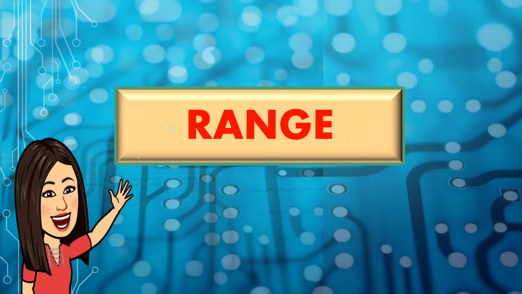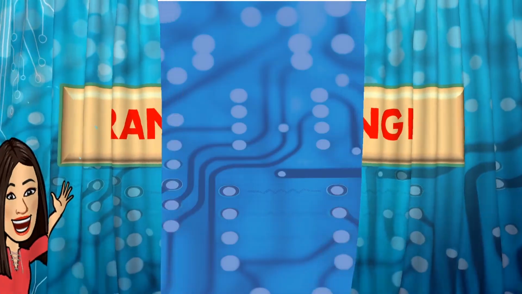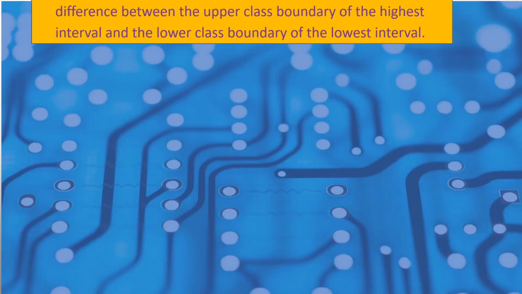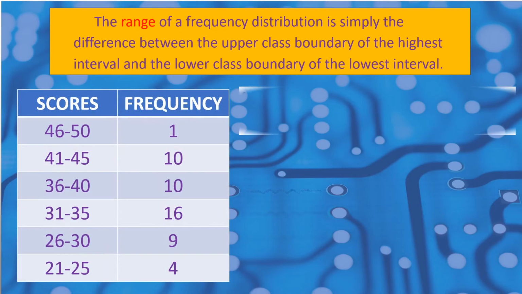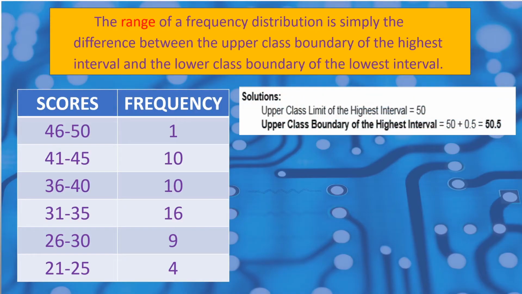Let's have first the range. The range of a frequency distribution is simply the difference between the upper class boundary of the highest interval and the lower class boundary of the lowest interval. In the given example, first you have to get the upper class limit of the highest interval, which is 50. Then get the upper class boundary of the highest interval. So we just add 0.5. So 50 plus 0.5 is equal to 50.5.